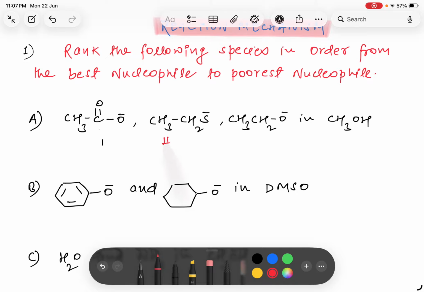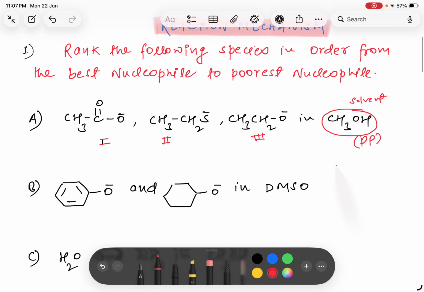This is first, this is second, this is third. And this is methanol, which is a solvent here. We have done in the class, this is a polar protic solvent. So whenever we have a polar protic solvent, do not think too much. Always follow the normal trend.